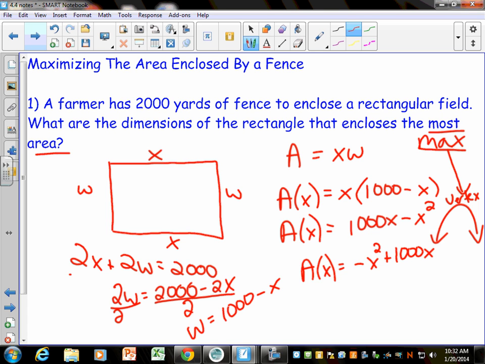We could do the negative b over 2a, or we could do the completing the square. I don't care which way you do it. I did these last night, and I did negative b over 2a every time just because I feel like it's less work. So for the vertex, negative b, which b would be 1000, over 2 times a, which would be negative 1. And what is that? Negative 1000 over negative 2, which is 500.